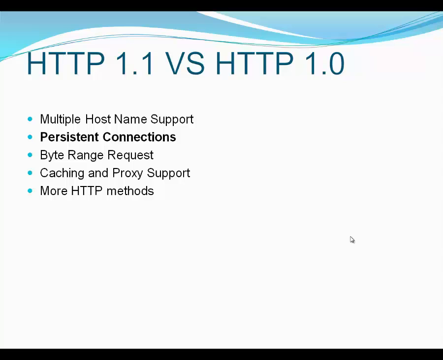Now next we are going to talk about caching and proxy support. We will be discussing caching in detail in one of the slides, but as of now I'll just tell you that in 1.1 there came support for caching and proxy. Now HTTP 1.1 started supporting more methods. In 1.0 there are only a few HTTP methods. In HTTP 1.1 there came the OPTIONS method. There are a few other methods also that came in 1.1.